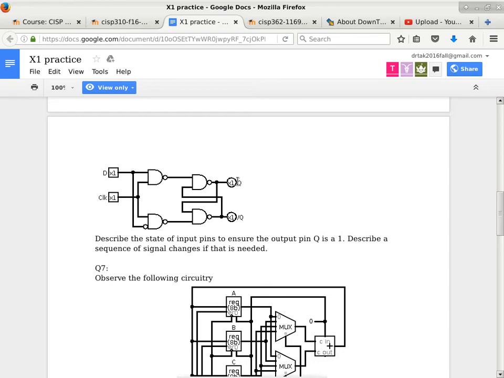Okay. Work backwards. You can work backwards, or you can look at the behavior of a D flip-flop, because there's a truth table in my notes about how to turn the output into a 1. Is this exact question going to be on there, or is it just a question like this? It will be questions like this.